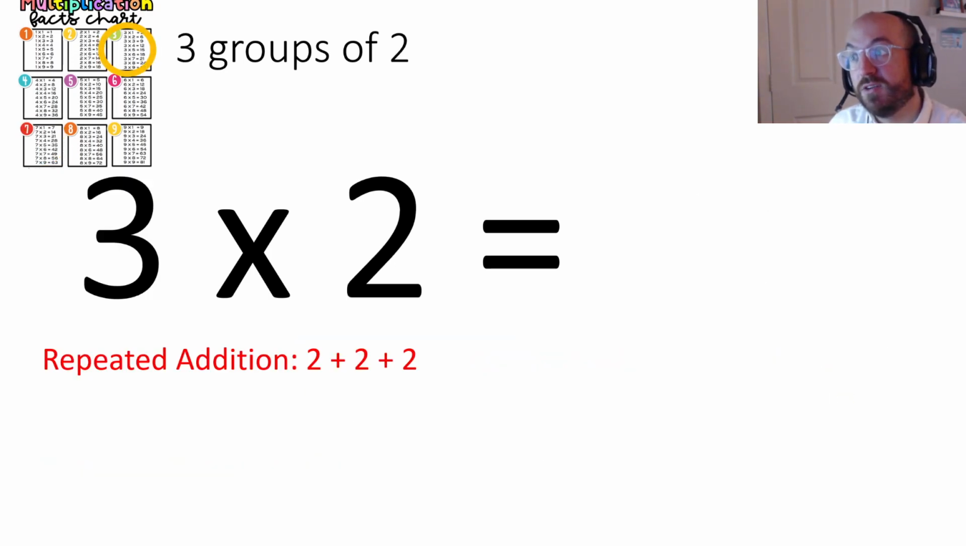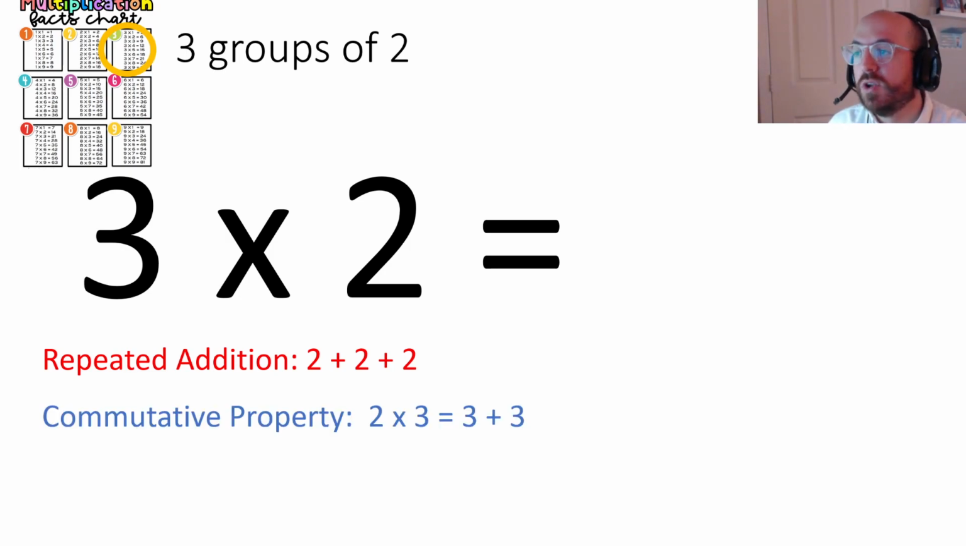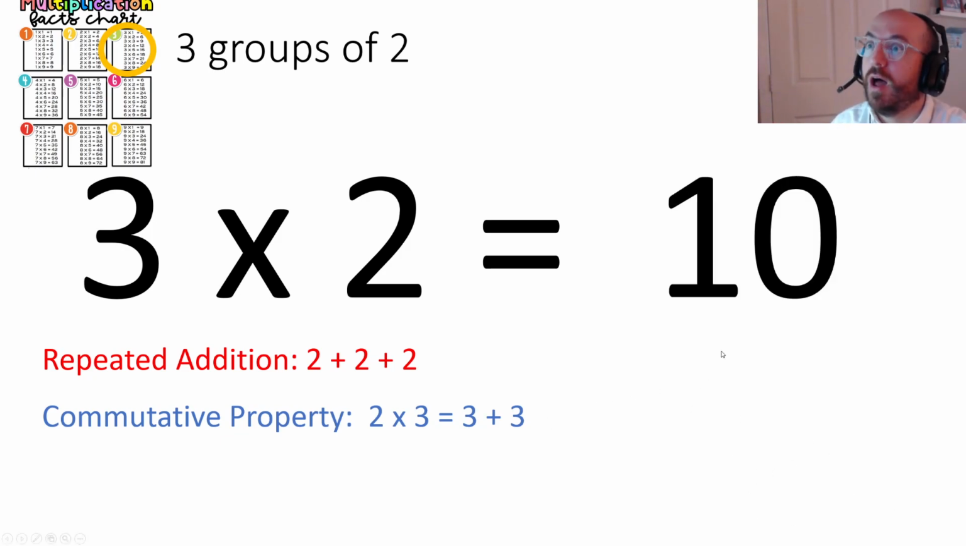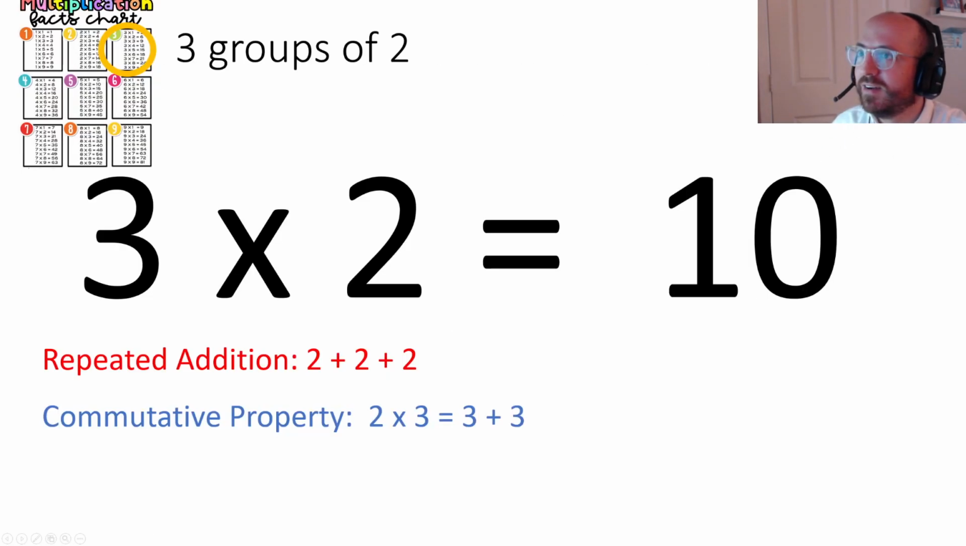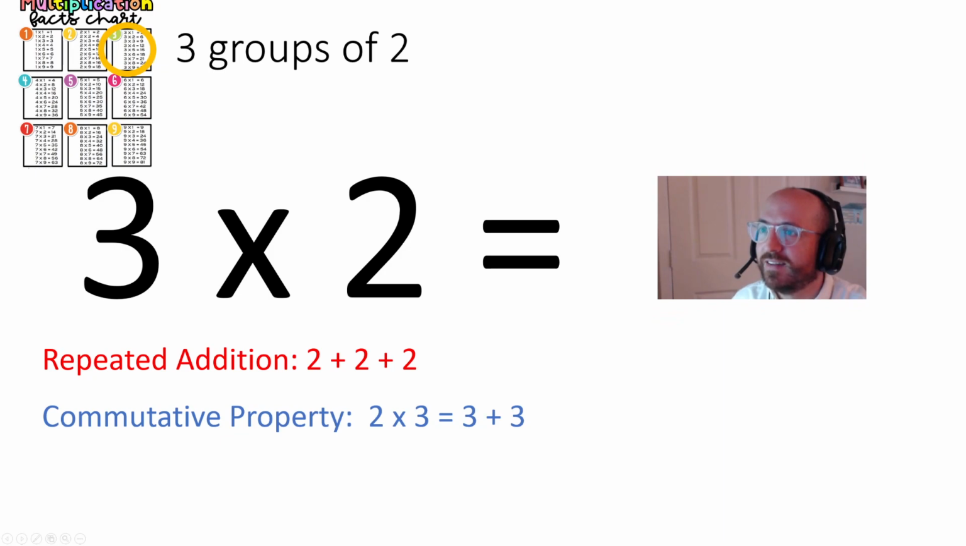Now, 3 groups of 2 is 2 plus 2 plus 2. You can flip it with the commutative property to get 2 groups of 3, 3 plus 3. Both of these, super simple. This is a fact you probably already knew. Oh! I didn't change that. Oh, no! Mr. D made a mistake. I'll hide it. You know what that should say? 3 plus 3? Should say 6. That's embarrassing.